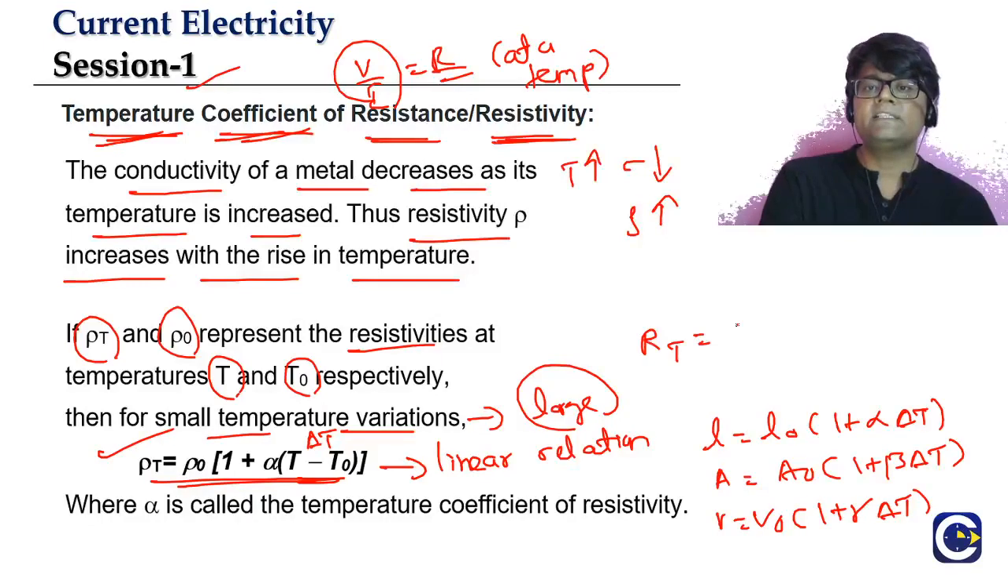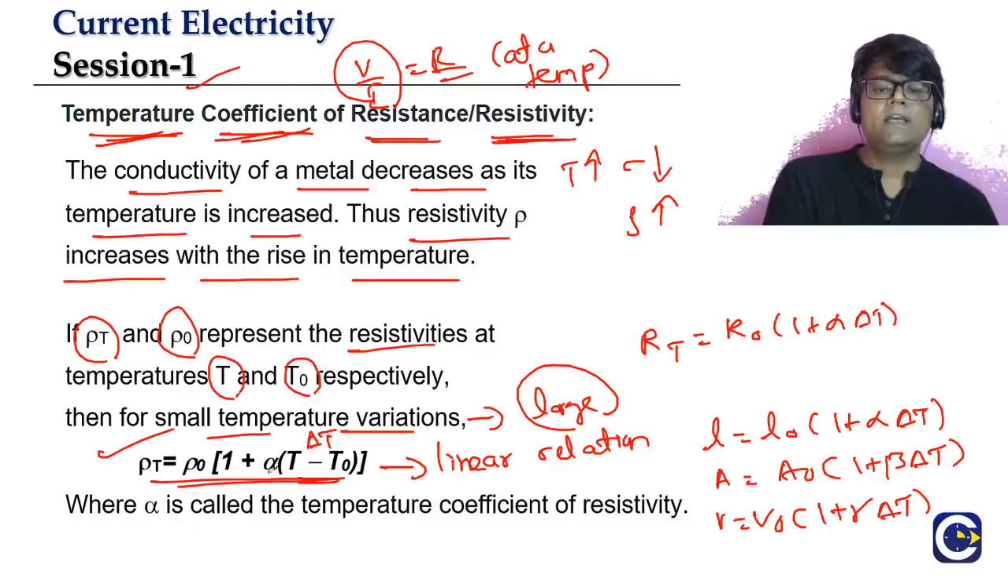If we talk about just the resistance part, R at temperature T will be equal to R naught into 1 plus alpha delta T. Here we'll call alpha the temperature coefficient of resistivity. There we'll call alpha the temperature coefficient of resistance. Don't confuse between this alpha and this alpha. Generally we are using the symbol alpha.